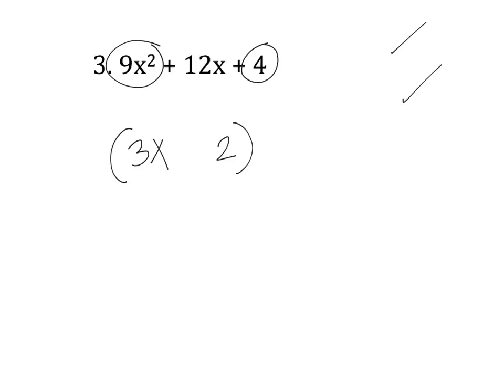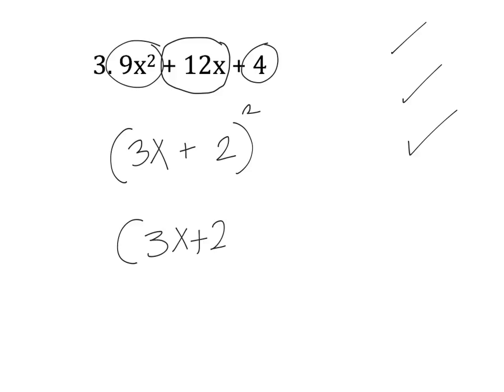Now let's see if the middle term follows a certain pattern. Now multiply those two numbers by themselves. So 3 times 2 is 6. Now double that. 6 times 2 is 12. So check. Satisfies the third rule. What's the sign of the middle term? Positive. So I put plus between the 3x and the 2, and then square on the outside. That means my factored form is 3x plus 2 to the power 2.